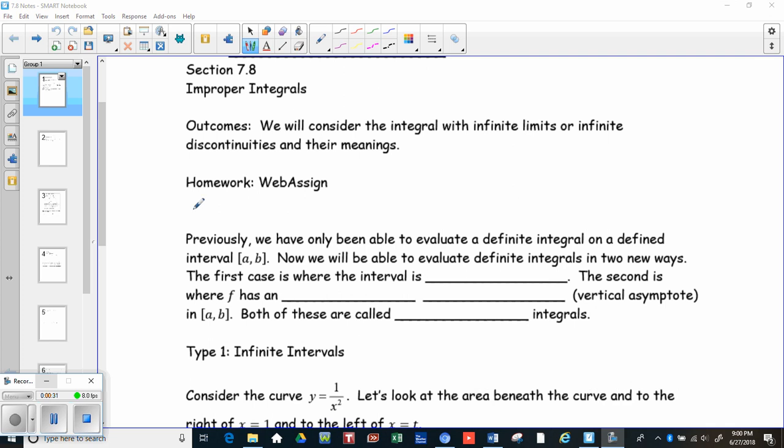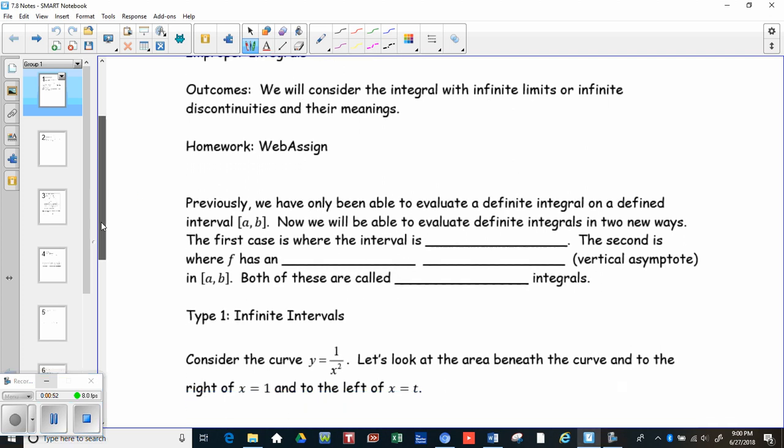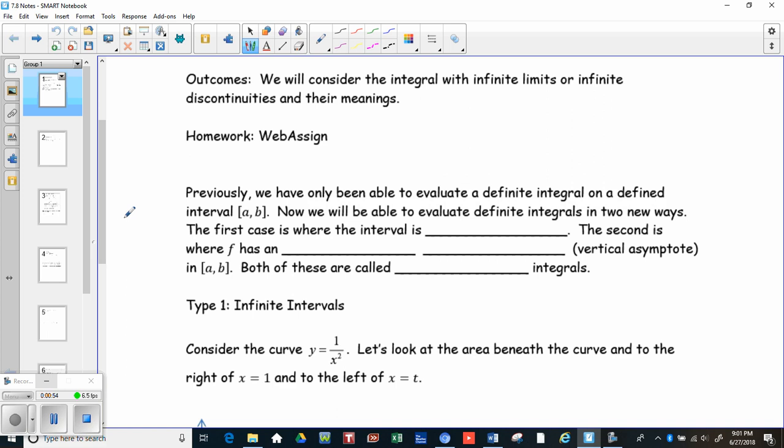Okay, so improper integrals, kind of an interesting name. What we're going to consider is integrals that have infinite limits or have some kind of an infinite discontinuity, another word for vertical asymptote. Previously, we've only been able to evaluate a definite integral on a defined interval from a to b, which means that there were no discontinuities in between a and b.